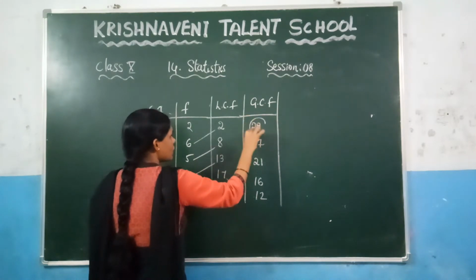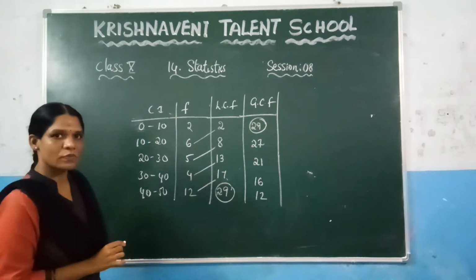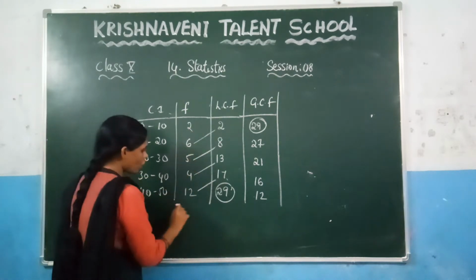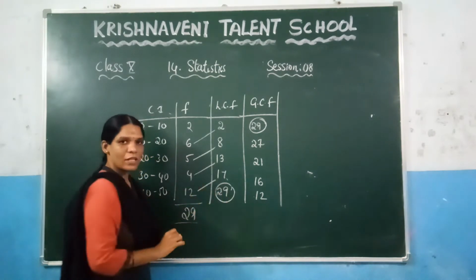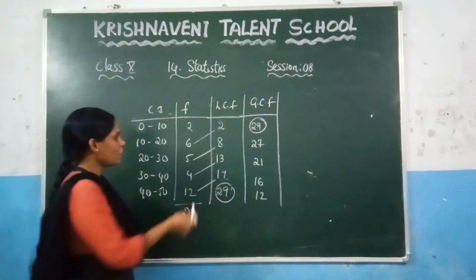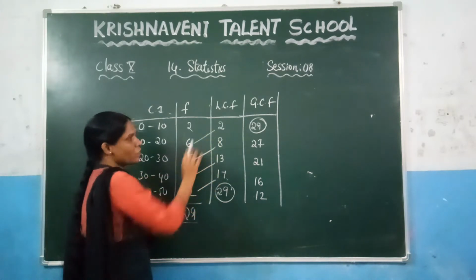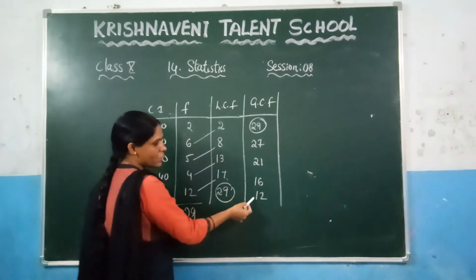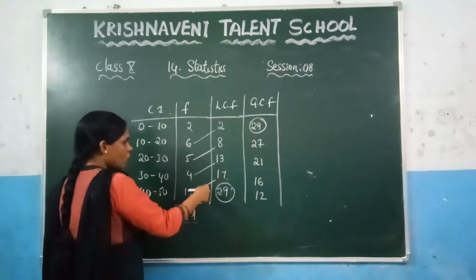Here you can observe that these two values are same. Why? Because how do you get the cumulative frequency values? You know that after adding all these frequencies you will get 29. That will be the last value here, because what we are doing, we are adding all these preceding frequencies, so that you are getting the cumulative frequency. Here also we are doing the same thing. We are adding all these frequencies, but we are going from here bottom to top.